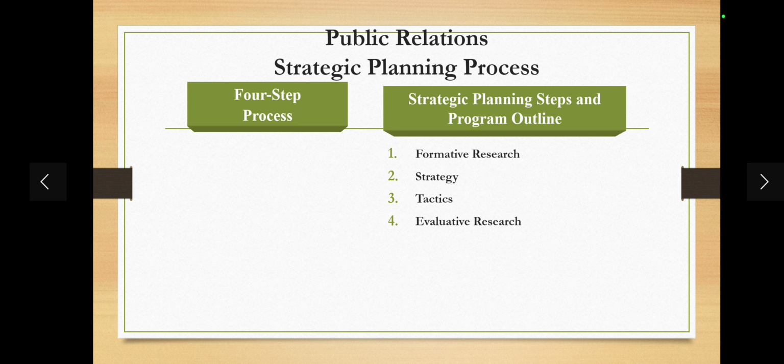The strategic planning process is made up of 4 main steps, which is formative research, strategy, tactics, and evaluative research. So these are the 4. And all we have been discussing this semester, the plenty things that are confusing you, they are one way or the other under these 4 steps. So I'm going to quickly take you through these 4 steps and remind you of what is supposed to be under the steps. I'm not going to go into too much details because we have done that already, especially with most of them. So these are the 4 steps of the strategic planning process.